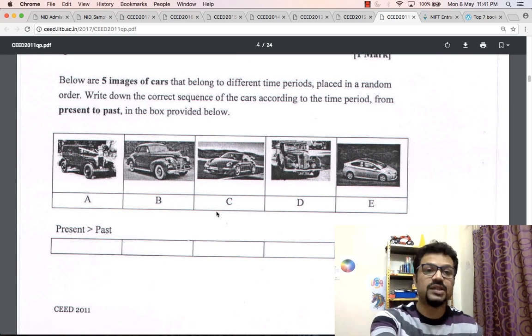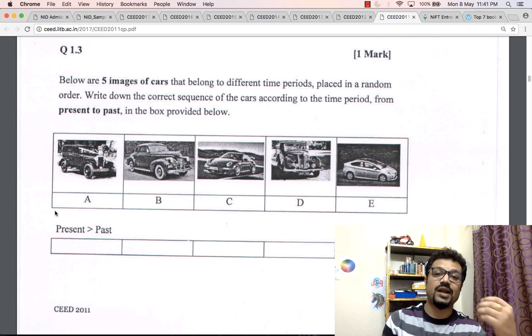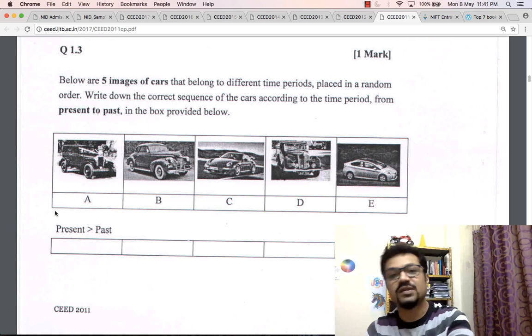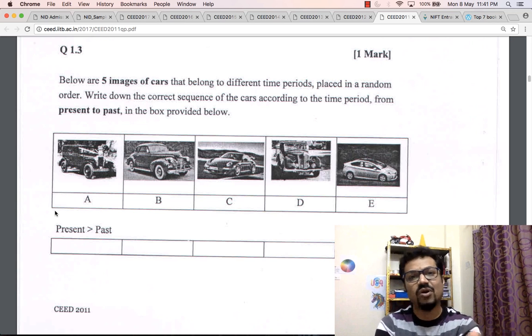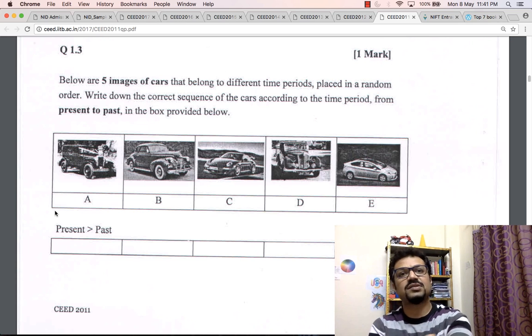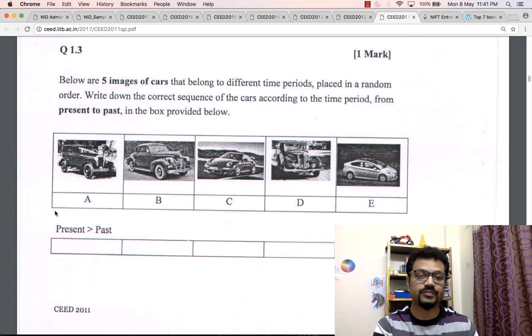Like for example, see this question. If you have not read about cars, if you have not read car magazines, or if you have not read books about cars, there is no way you can solve this kind of question. So these are different models from different eras of cars. And if you have studied any of the car design books or any of the classic car magazines, you can easily sequence these cars in a chronological fashion, right?